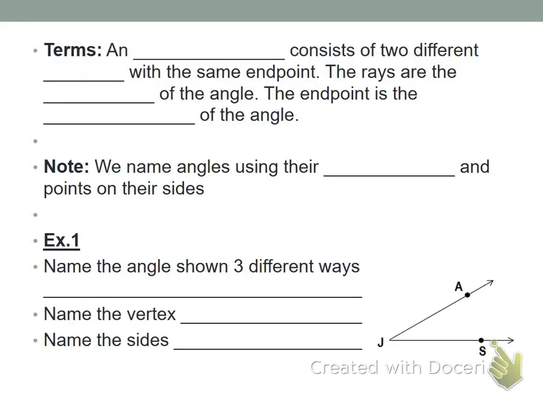Let's jump in to our fill in the blanks. An angle, that's what we're talking about today, consists of two different rays with the same endpoint. The rays are the sides of the angle. The endpoint is the vertex of the angle. We name angles using their vertex and points on the sides.